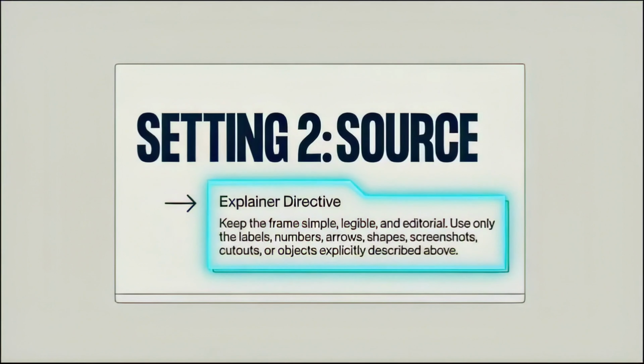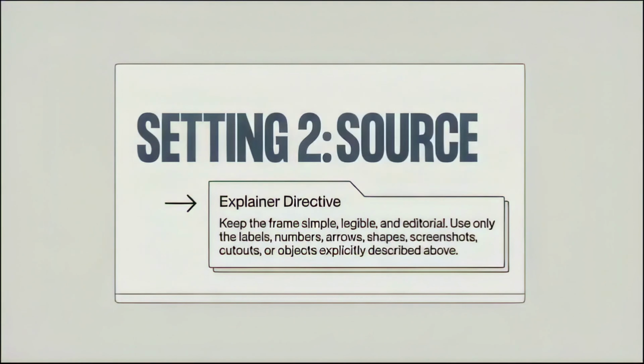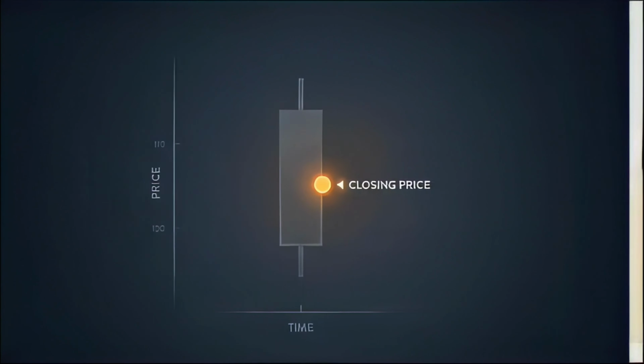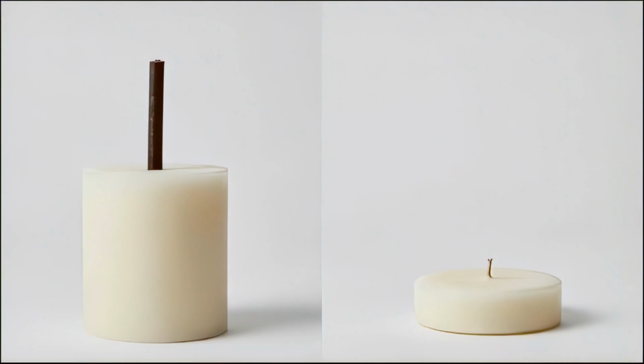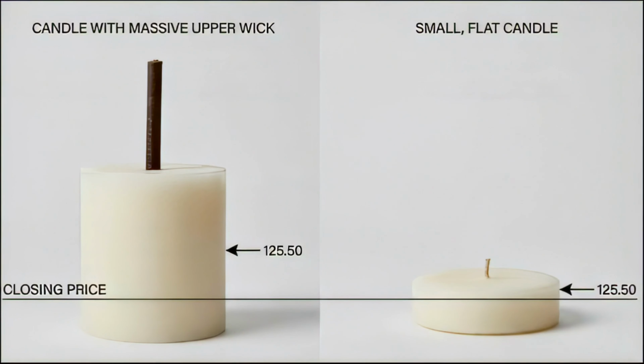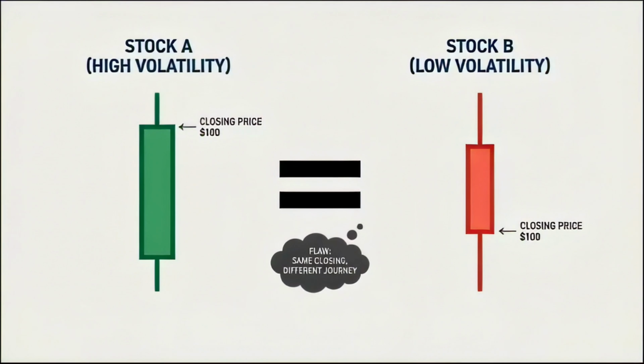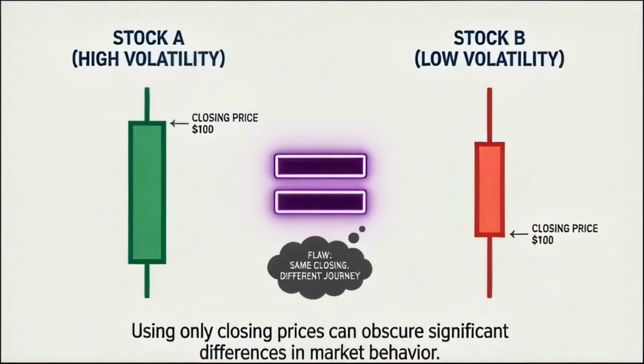Setting 2 is the source, and this is the first one most traders never touch. By default, the calculation uses closing prices only. That means everything that happened inside the candle is invisible to it. A candle that spiked violently to a new high and then sold all the way back down closes in roughly the same place as a flat, boring candle. The calculation sees the same number and treats them as the same event.